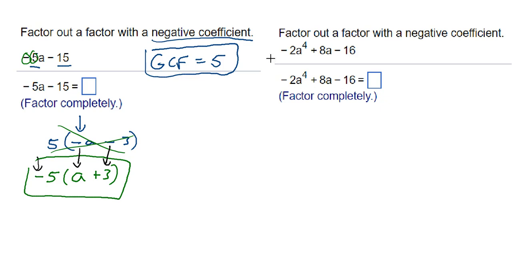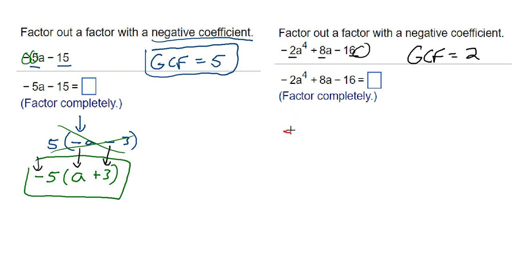So we'll do the same thing here. Greatest common factor is going to be just 2, right? So you look at the numbers, we have 2, we have 8, we have 16. The biggest number that divides into all 3 of those is the number 2. 2 divides into 2, 2 divides into 8, 2 divides into 16. And there's no variable part here because A is not common to all 3. This one is missing an A, so since it's not common to all 3 of them, it cannot be in the greatest common factor.